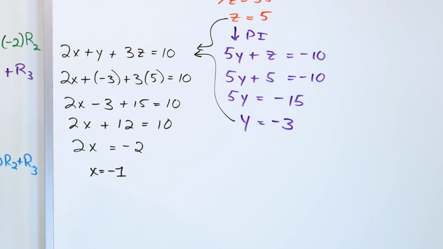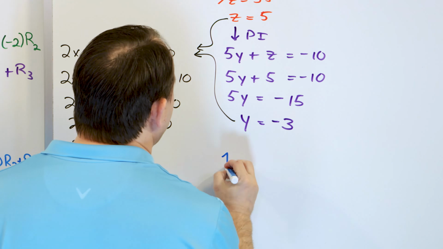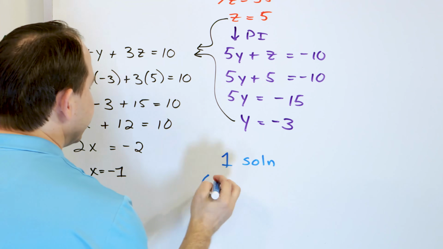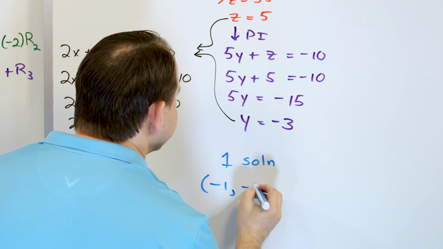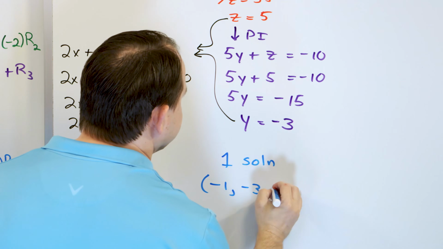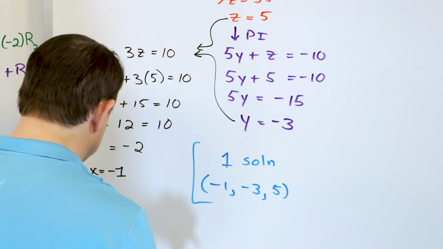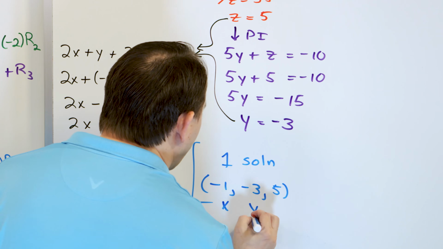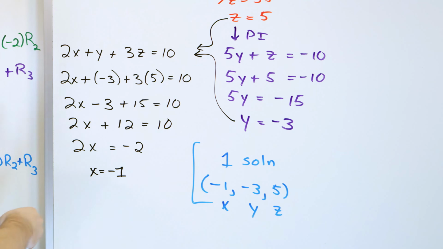So we have the x value, the y value, and the z value. So we have one solution to the intersection of these planes. The x value is negative 1, the y value is negative 3, and the z value is positive 5. That is the one solution: negative 1, comma negative 3, comma 5. Of course, this is the x-coordinate, the y-coordinate, and the z-coordinate if you plot it in 3 dimensions.